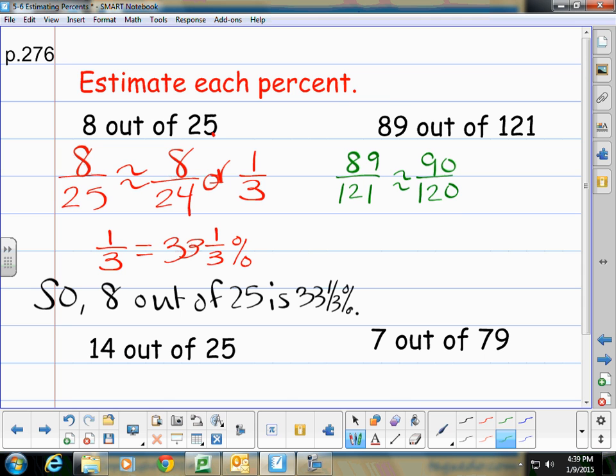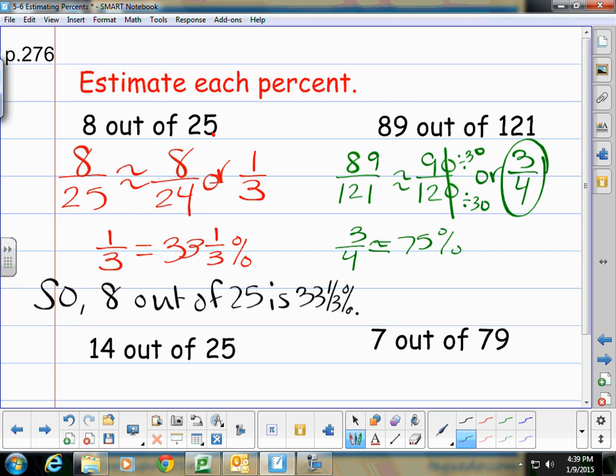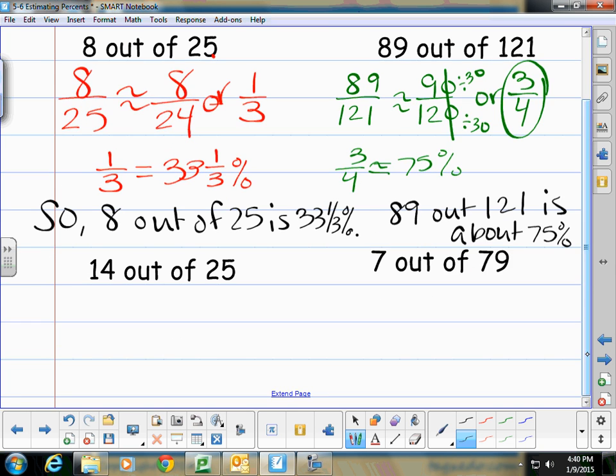And so I know that that can simplify too. Well, these cancel, 9 out of 12. This is the same as 3/4 because 3 goes into both of those numbers. So 3/4 is what we get as that fraction. So since we know 3/4 is the same as 75%, what we can say is 89 out of 121 is about 75%. Okay, just two more and give them a try.